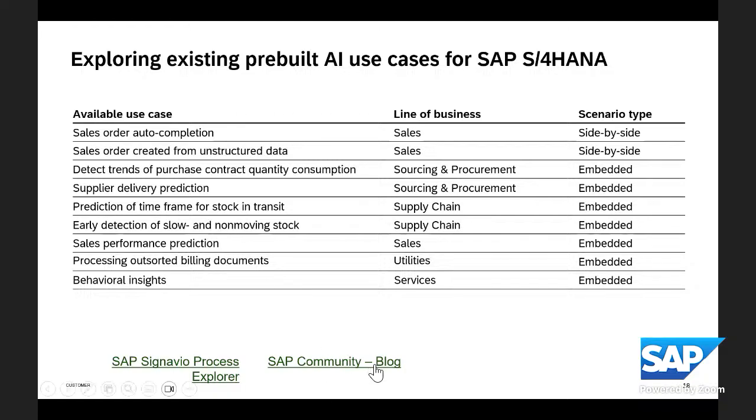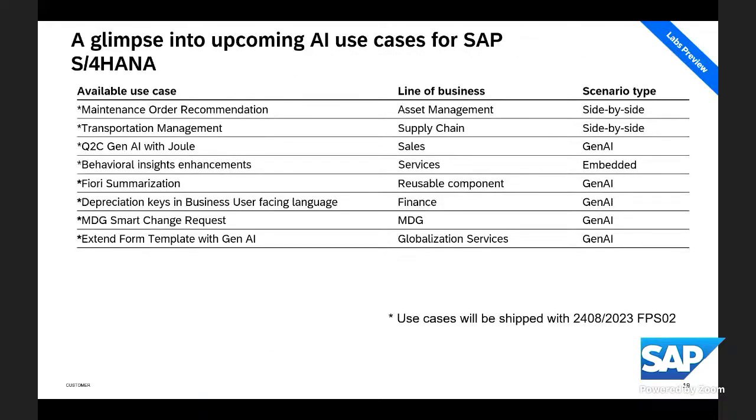So there is a blog available which I had published. It has some information about it, and it will at least allow you to explore some of these new scenarios which are available. Up here, this is again not a complete list, but just to give you an indication of what you can expect in terms of upcoming AI use cases in S/4HANA. You can see some of the use cases which are going to be available, and you can also see some of the generative AI based scenarios which will be part of 2408.